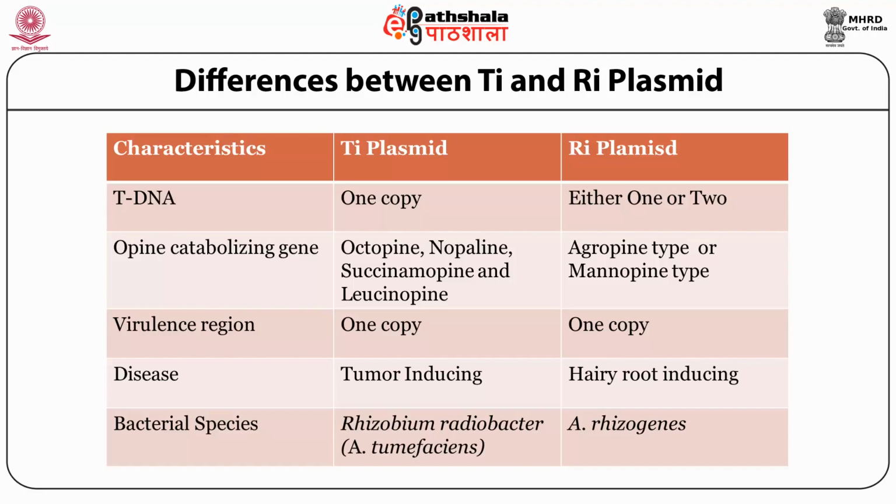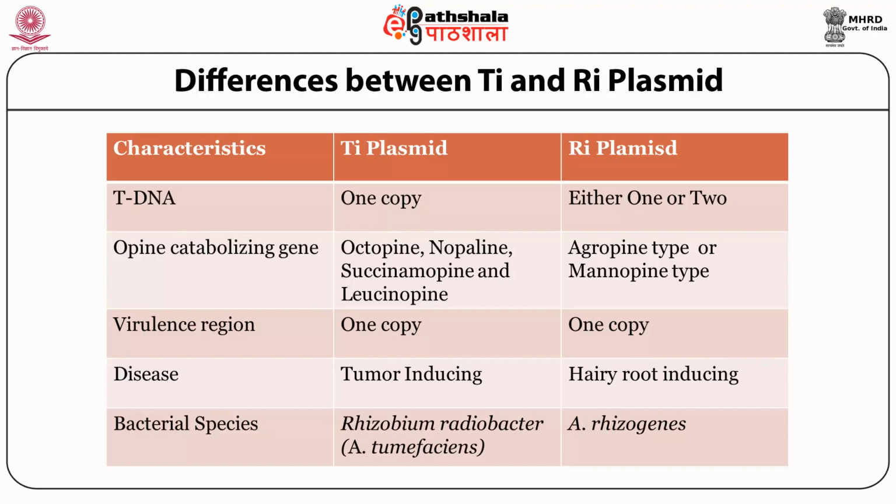First and foremost difference, which is very obvious between these two plasmids, is the tDNA. In Ti plasmid, we have one copy of tDNA, but in Ri plasmids, we can have either one or two copies of tDNA, which makes Ri plasmid bigger in size compared to the Ti plasmid also.